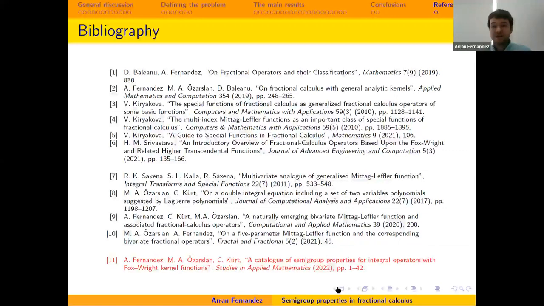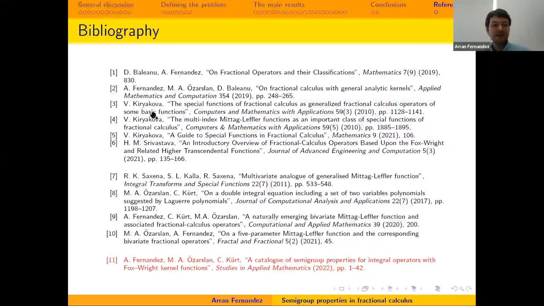A funny story about this is that when we first started this project, we thought it was going to be easy to classify all these semigroup properties. We were planning to send it to Applied Mathematics Letters, which has a 6-page limit. So we thought, a 6-page paper, we can do this. Then more and more complications arose, and you can see it ended up as a 42-page paper.